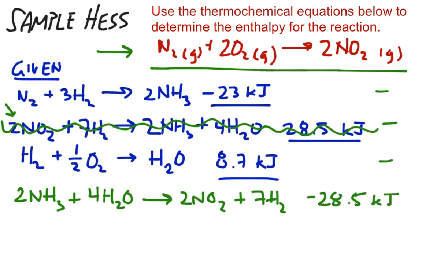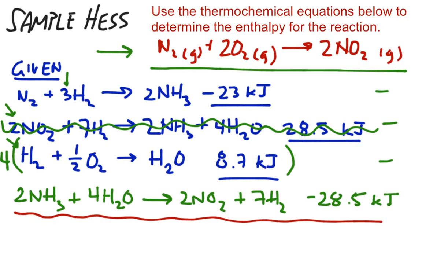Now, if we were to take a summation right now, we would find that on the left side of the arrow we have 1 N2, 4 H2s, 3 here, 1 here, half of an O2, I'll explain that in class, 2 NH3s, and 4 H2Os. On the product side, we would have 2 NH3s, 1 H2O, 2 NO2s, and 7 H2Os. In order to make this entire problem work, we must multiply this by 4 to cancel out what we're looking for.